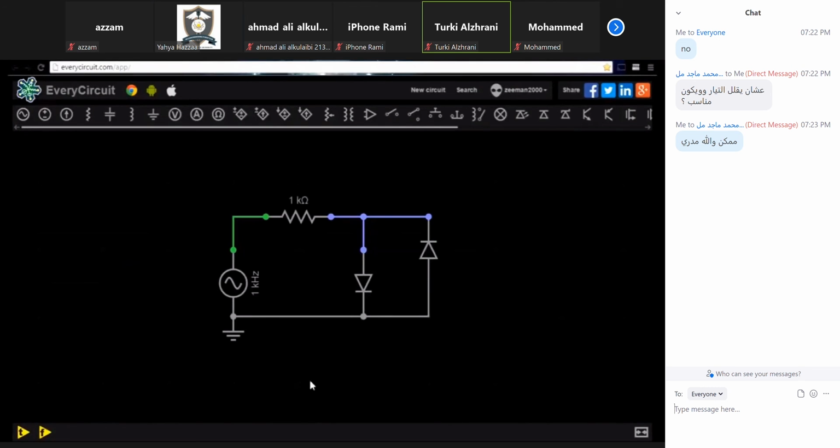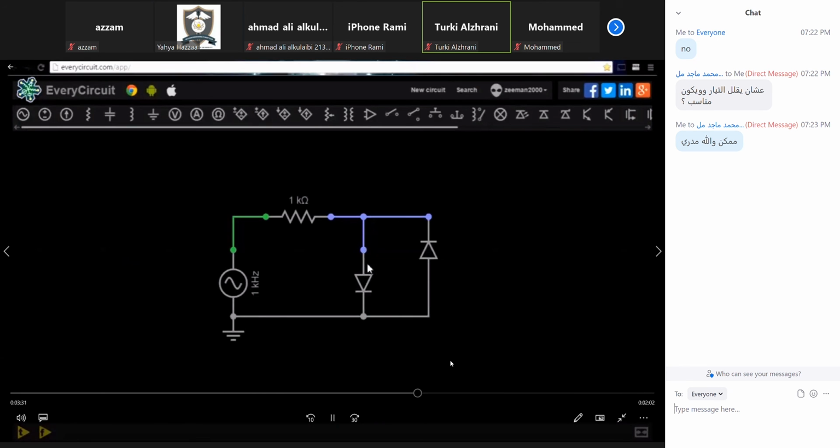In this circuit, we have an alternating current supply, and there are two diodes. One is forward biased, the other is reverse biased.